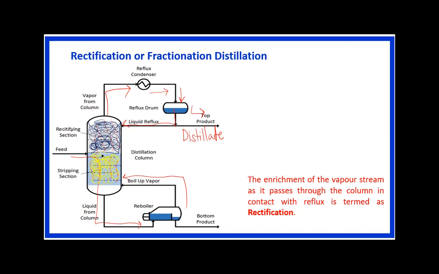So why are these sections called that way? Rectification is the technique where we are rectifying or washing out the vapors in terms of MVC, and that is why the MVC component is rich in the above section. So that is called the rectifying section, and the process is called rectification.